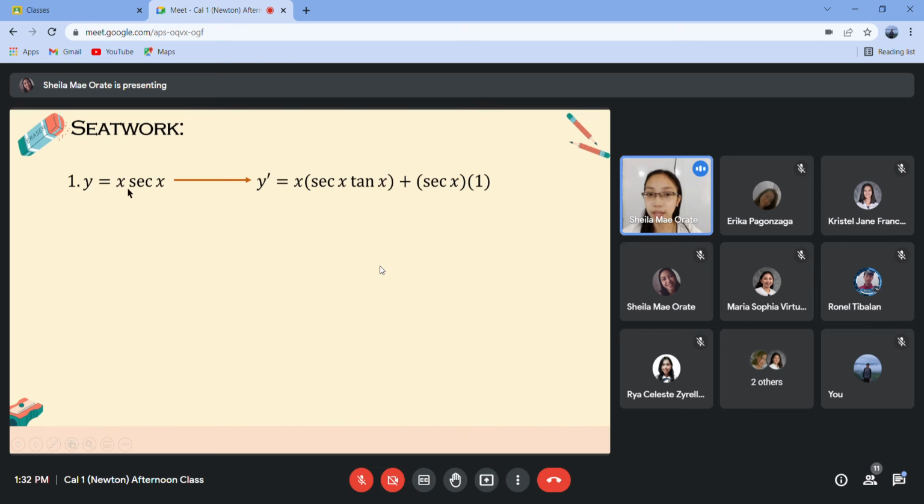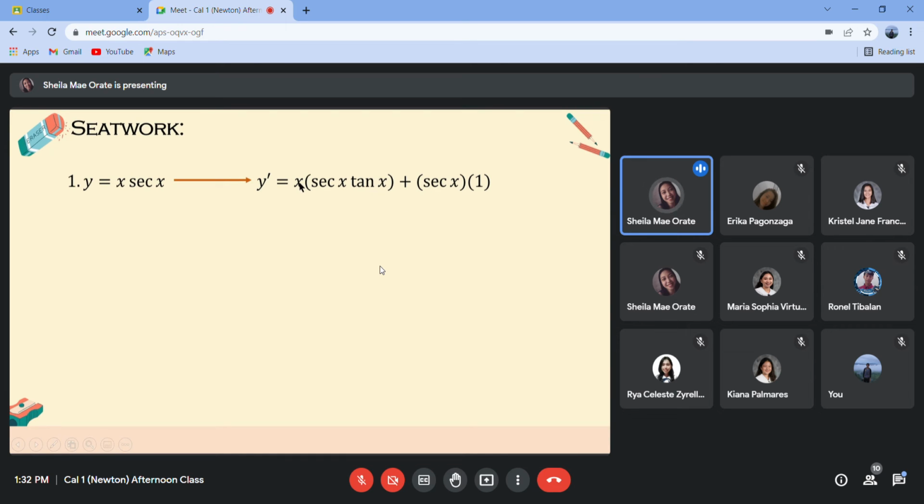It's because this is two terms. This function means x times secant x. So we take f of x, multiply it by the derivative of secant x, plus g of x, which is secant x, times the derivative of x. You have to remember the product rule formula, which we apply first.